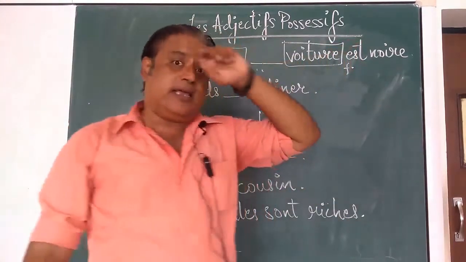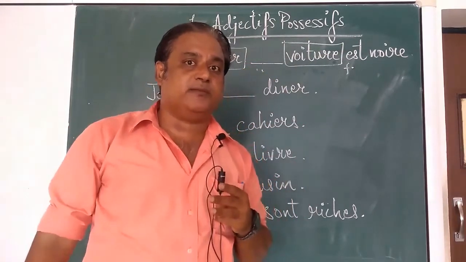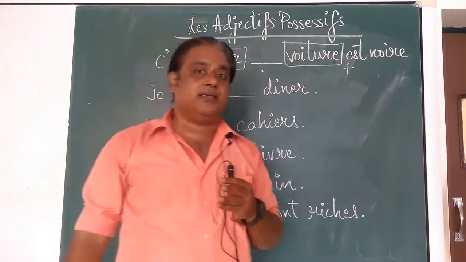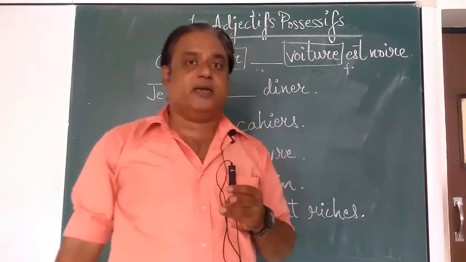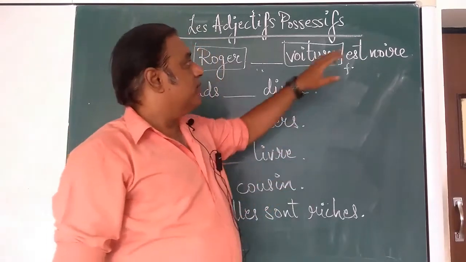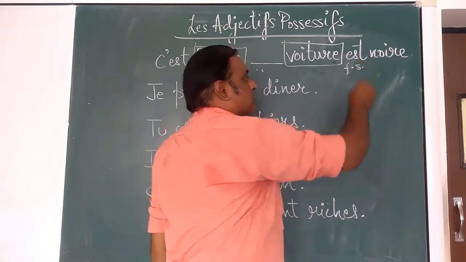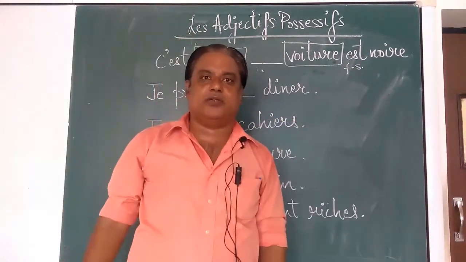Voiture is not ending in S, X or Z. Mind it, we have three plural endings in French. The words which end in S or X or Z, they generally are considered to be plural. But here it is not so. So this object is singular. So we have a feminine singular object.